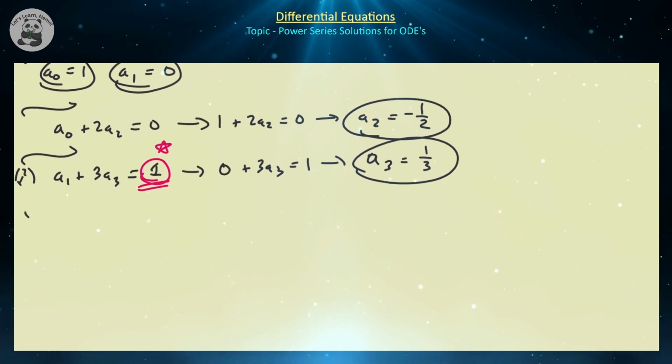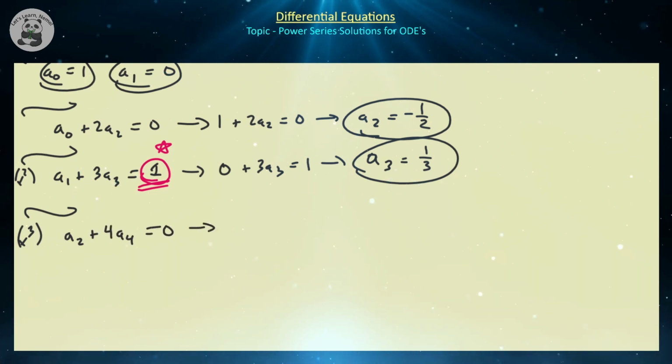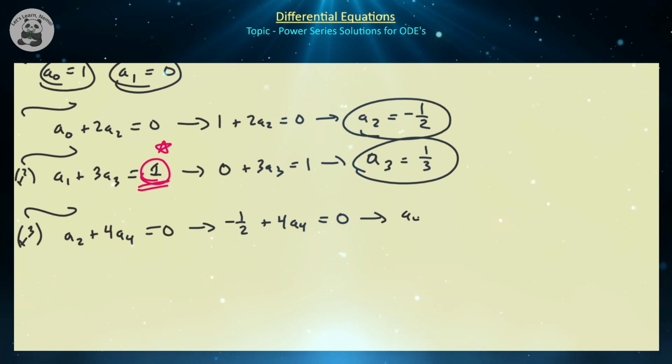Let's go to our next term, which is going to be our x cubed term, which is a2 plus 4a4 is equal to 0. So a2 was negative 1/2, and then we're going to have 4a4 is equal to 0. So that means a4 is going to be positive 1/8.